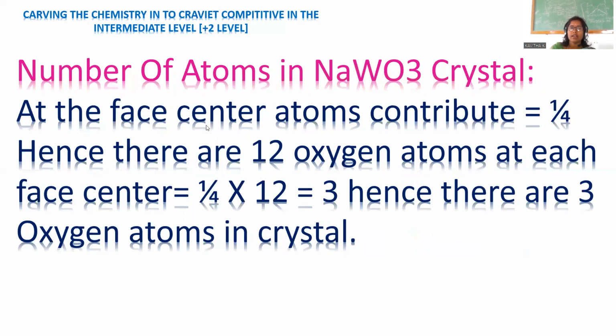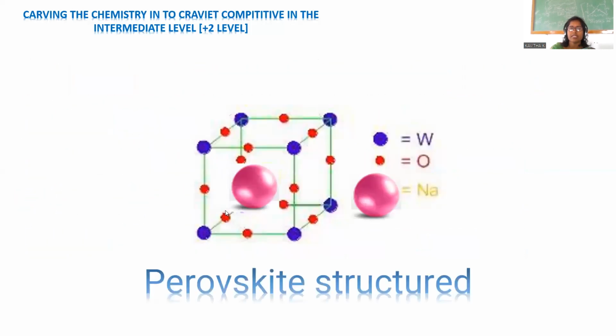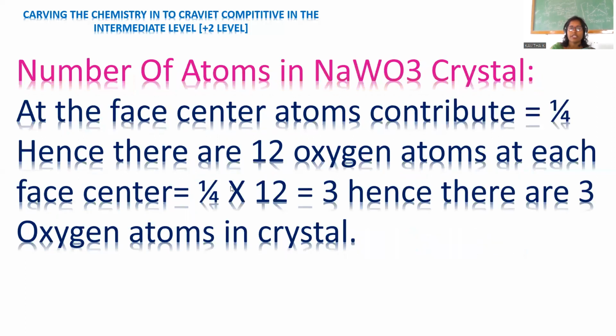Let's move on to the edge centers. If you observe, 1, 2, 3, 4, 5, 6, 7, 8, 9, 10, 11, 12, 12 oxygens are found, and the contribution of each is 1 by 4. A quarter contribution will be there. So 1 by 4 into 12 oxygens will give 3. So the entire solid of sodium tungsten oxide will have 3 oxygen atoms. Tungsten atoms are 1, oxygen atoms are 3.